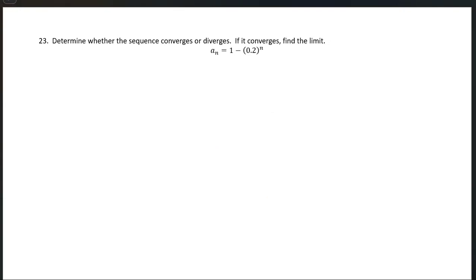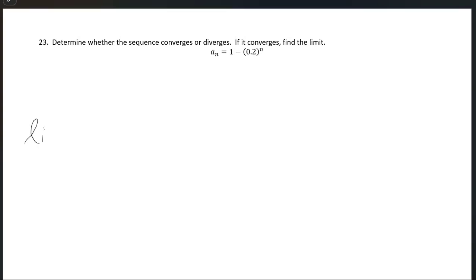Number 23, all these questions are to determine whether this sequence converges or diverges. If it converges, find the limit, all right? So number 23, we have a sub n is 1 minus 0.2 to the n power. So does this guy converge? Does it diverge? Go ahead and try it first. In the interest of time, I'm not going to pause every time. Only for this first one, okay?